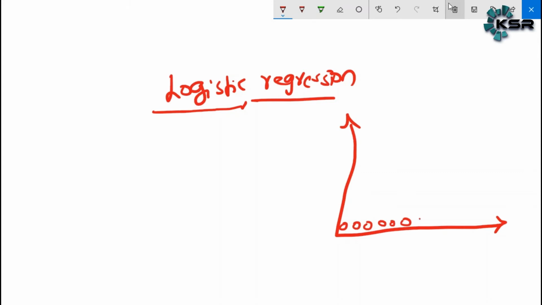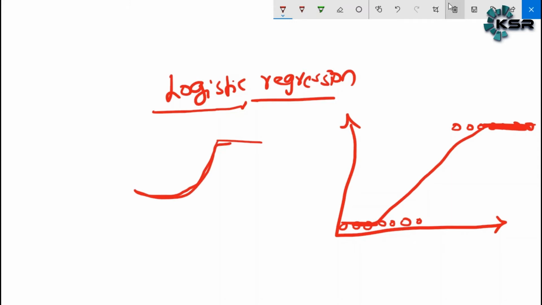Here we have 0, 0, 0, 0, 0, and here also we got 0, 0, 0, 0, 0. Right? We draw the linear line. How does it look like? Does it look like this? So it means it looks like this. Can anyone guess what the curve is? Does the graph look like an S-shaped curve? Right? So S means sigmoid function.